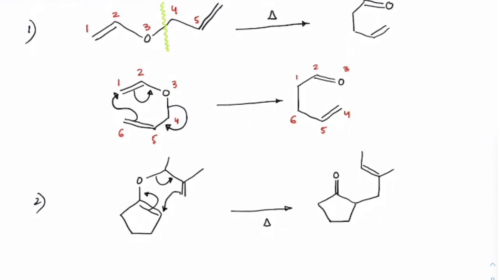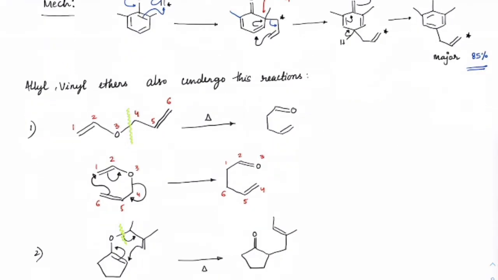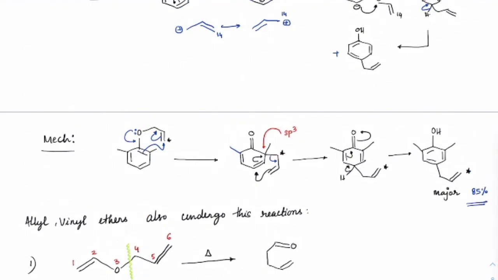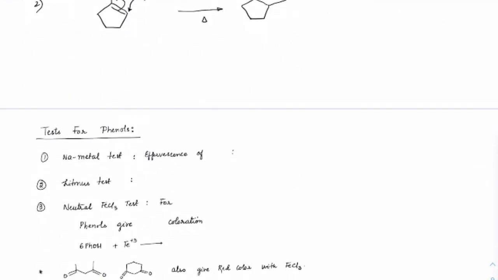Check out. Same thing you can see here also. This side it is vinylic, this side it is allylic. So I will be breaking on the allylic side, and from this end it will get connected. This pi will move here, and here the double bond will form. So you can see this will be the product. So this is about Claisen's reaction. Okay, these are all the name reactions done.